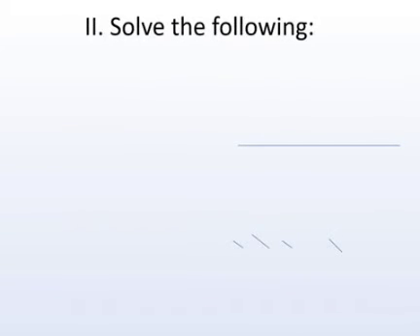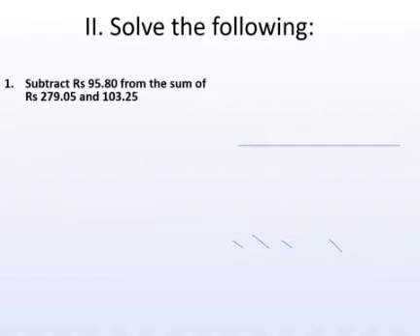Children, let us move on to second main. Solve the following. What's the first problem? Subtract 95 rupees 80 paise from the sum of rupees 279.05 and 103.25. So children, it is a mixed operation. Here you have subtraction and addition.